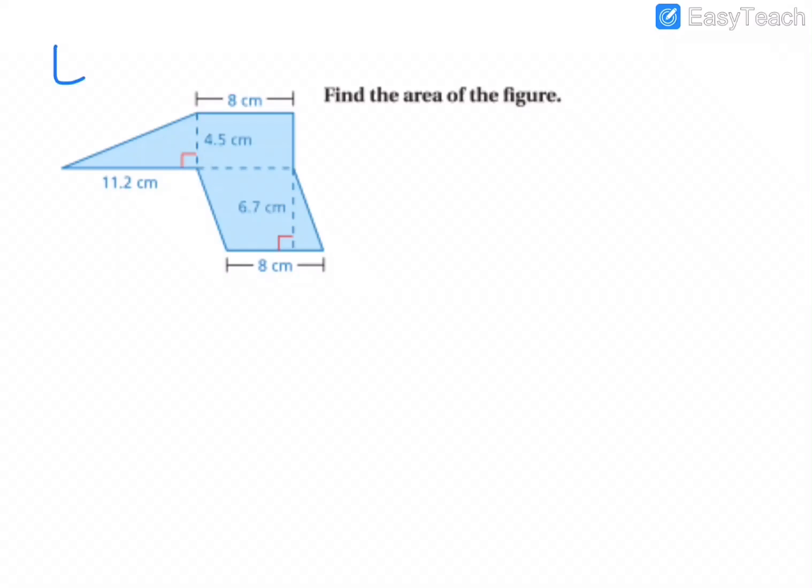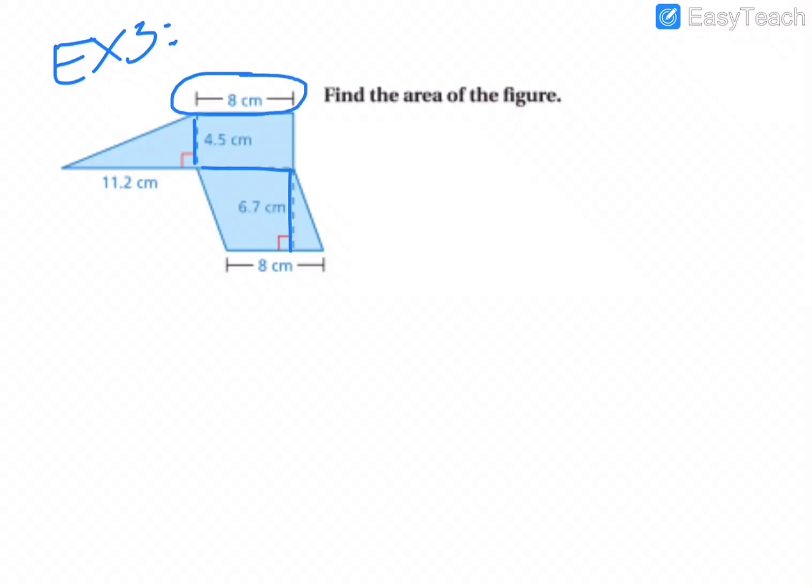This example is crazy looking. I would have no idea what to even call that, but they give you all of the dimensions that you need in order to find the area. So let's take a look. They've actually separated it for us, which is nice. Usually they don't have these dotted lines here, but they put it there just to kind of help us out. So really pay attention to what they're labeling.